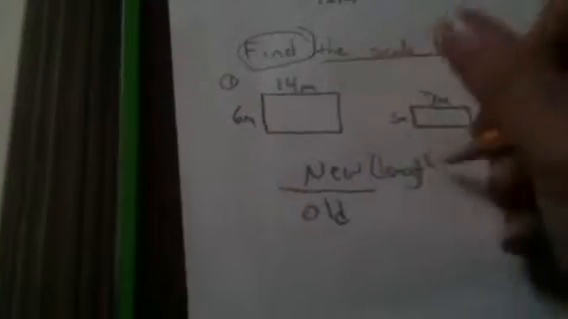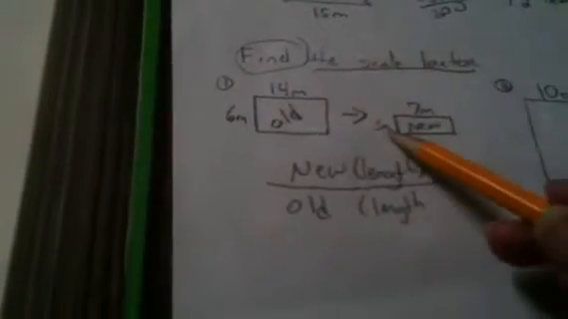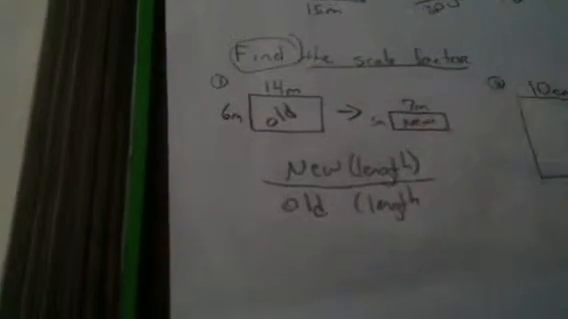Well, that's easy. To find your scale factor, you put new over old. So new length or width over old length or width. Okay, so on the left, this is our old. On the right, this is our new. It went from being a 6 meter by 14 meter to being a 3 meter by 7 meter.